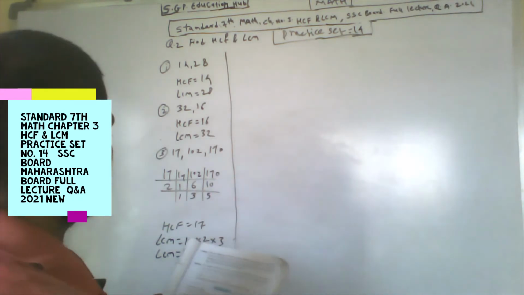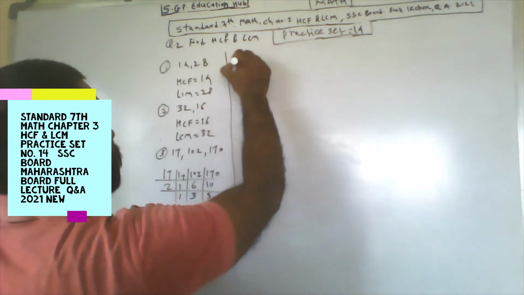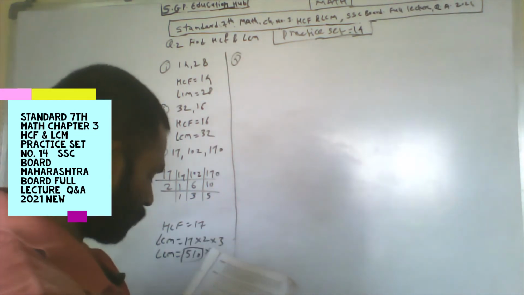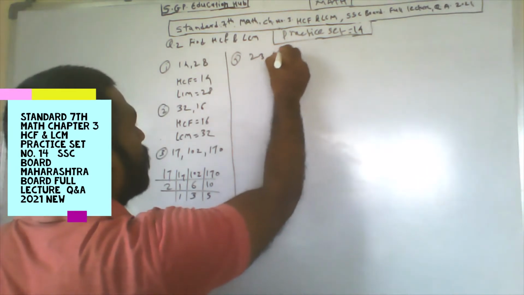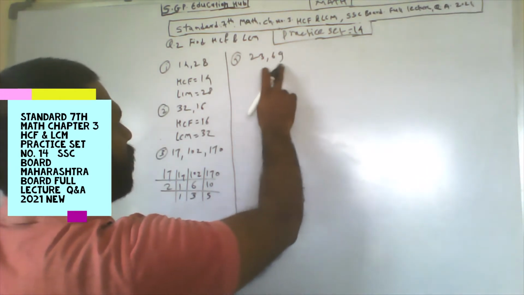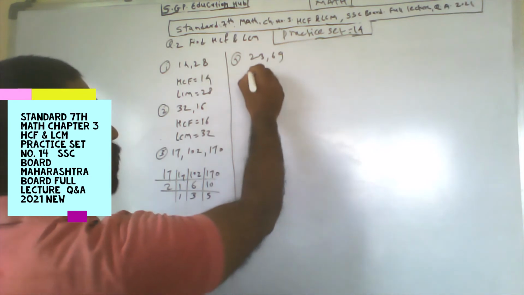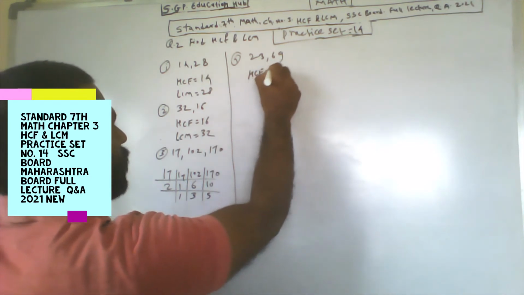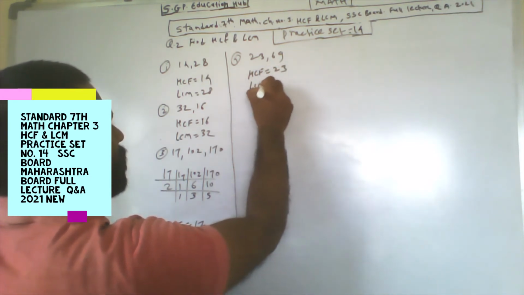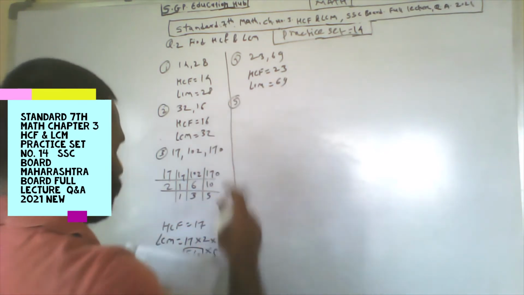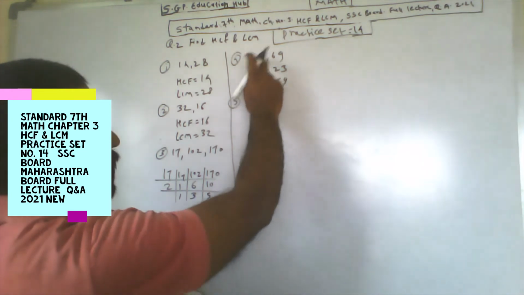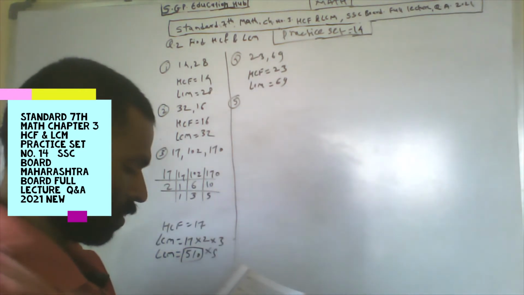Now question number 4: 23 and 69. 23 3s are 69. So the HCF is 23 and the LCM is 69. 69 is a multiple of 23.